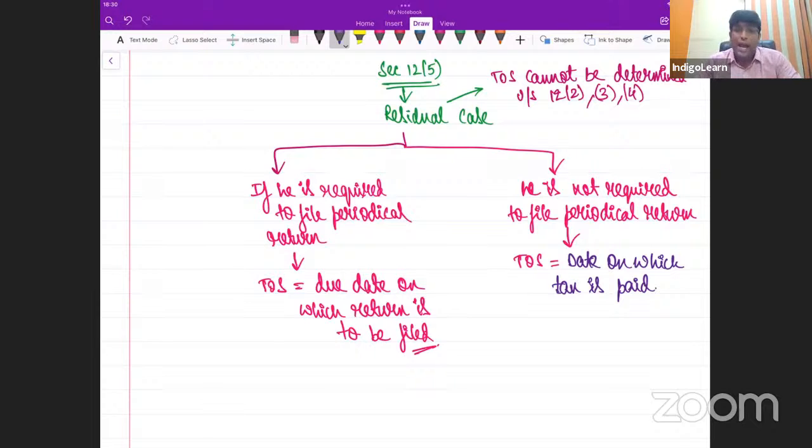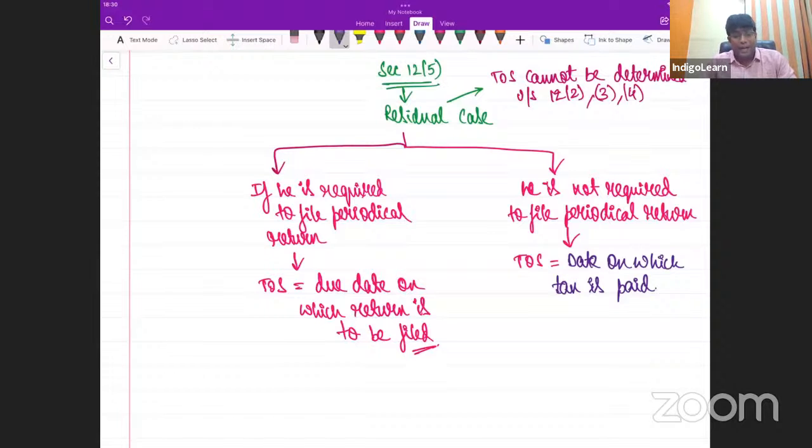Section 12.5 is the residual case, and it comes into picture only where time of supply cannot be determined under sections 12.2, 12.3, 12.4. Then only will the residual case 12.5 apply, which says if it is required to file a periodical return, then the date on which the return is to be filed. And if it is not required to file a periodical return, the date on which tax is paid.